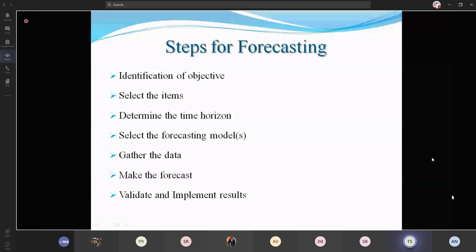Is it clear, guys? So these are the things which have to be done before the forecast is made. So the next slide is about the forecasting methods.